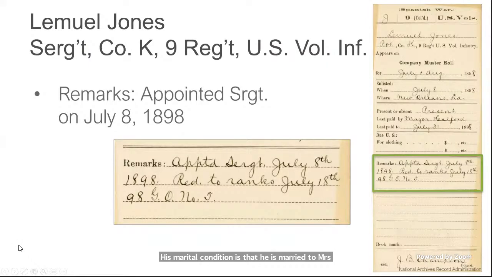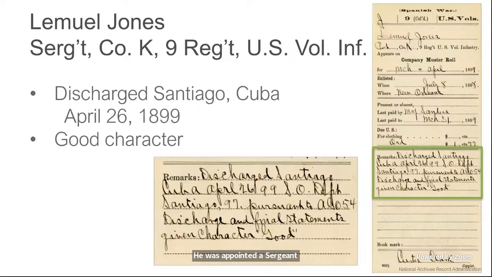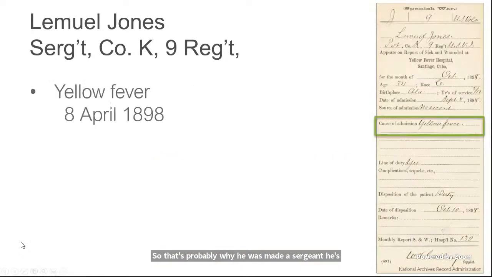Now, as we look at his service, he was appointed a sergeant, and we have here that he was discharged in Santiago, Cuba, on April 26th of the year 1899, and that he had good character. That was written in his record. So that's probably why he was made a sergeant. He was probably very reliable, and that's good to know. Now in this one, Lemuel Jones had some medical cards filed in his card folder. In April of 1898, he was in the hospital with yellow fever.